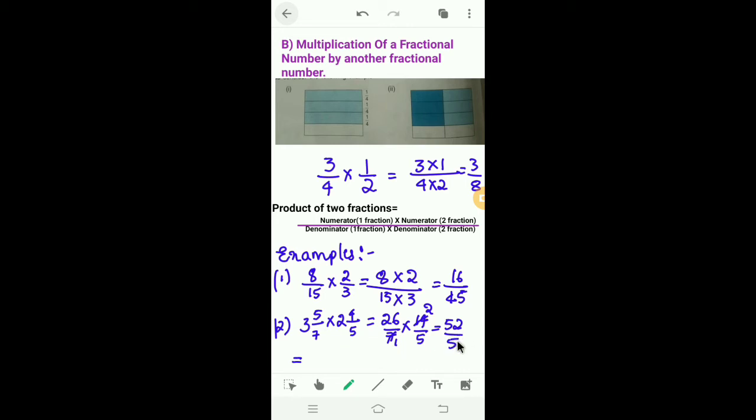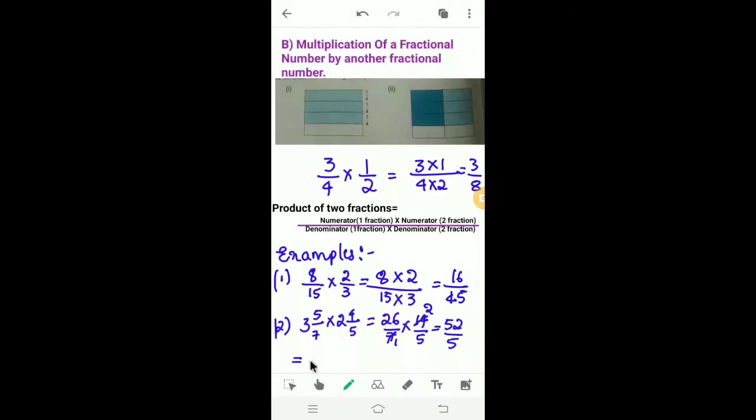So we have to divide 52 by 5. If we divide 52 by 5, 5 10s are 50, 2 minus 0 is 2, 5 minus 5 is 0. So the answer is 10 and 2 by 5.